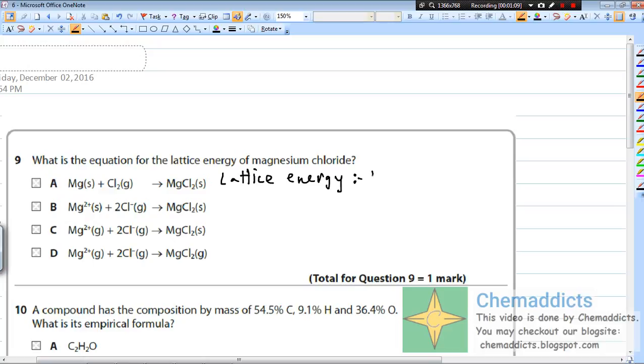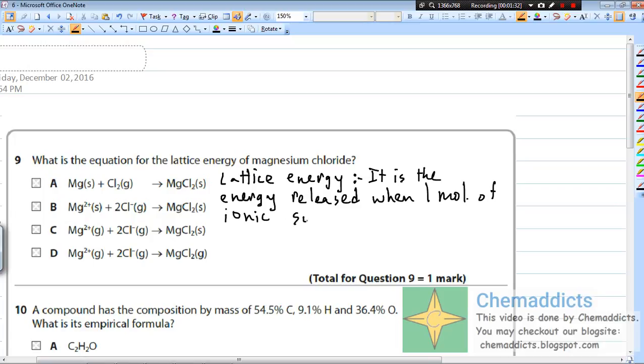So it is the energy released when 1 mole of ionic solid is formed from the required amount of gaseous ions.